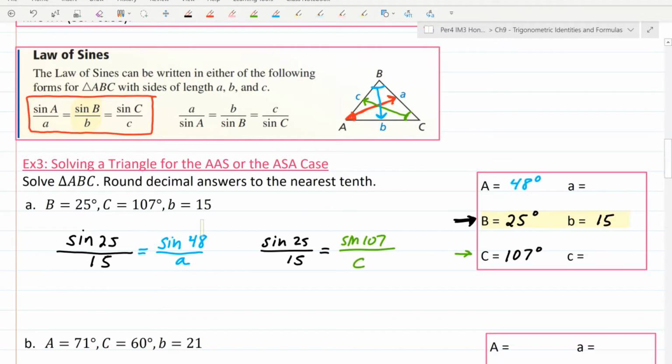When we solve these, we're going to cross multiply. So we're going to multiply these two together, the two ones that have a number, and then we're going to divide by sine of 25. So again, we're going to cross multiply. I will write it out this first time, but after this first problem, we're just going to do the math in our calculators. So if you cross multiply here, you get sine of 48 times 15 equals the sine of 25 times A. And then in order to solve for A, we'll divide both sides by sine of 25.